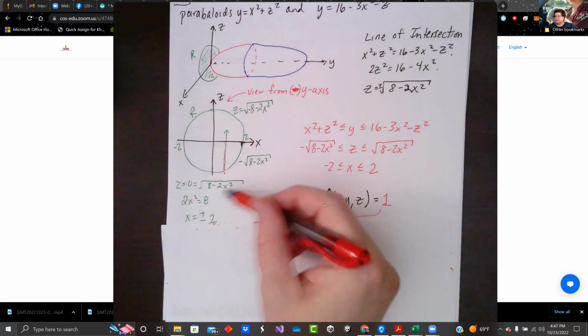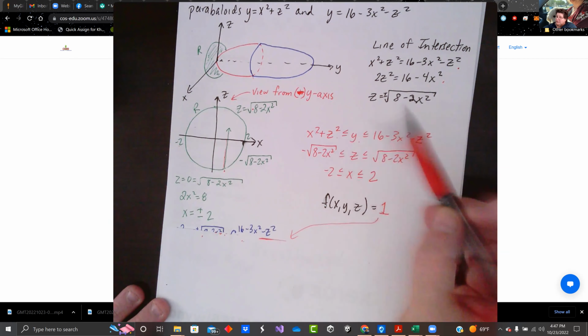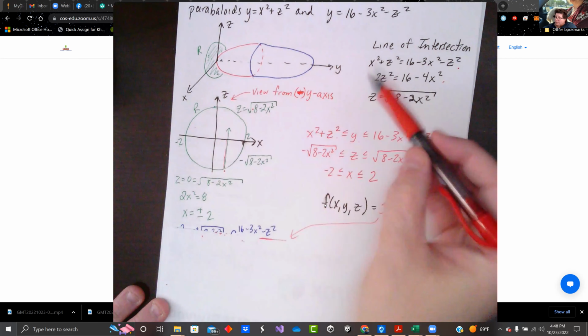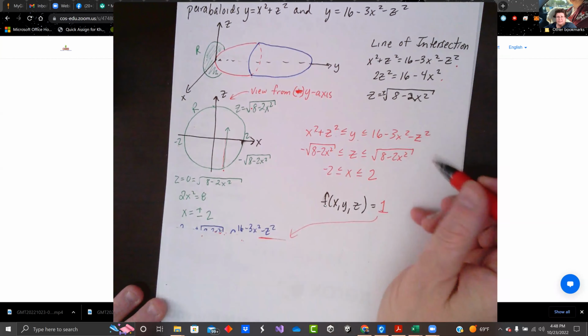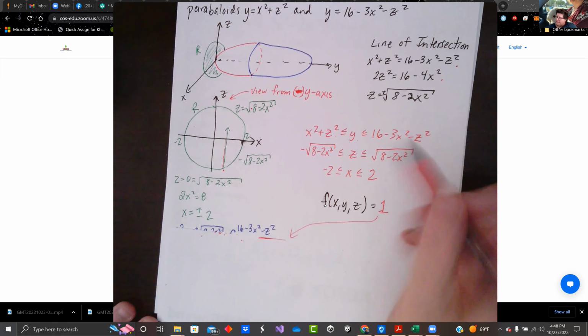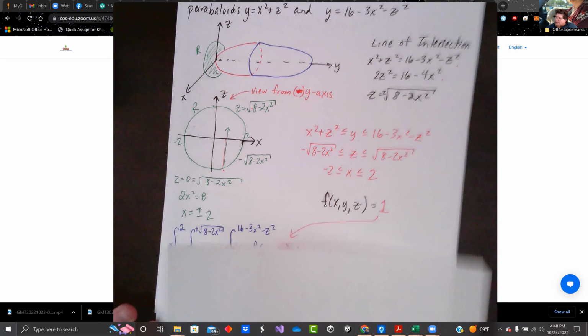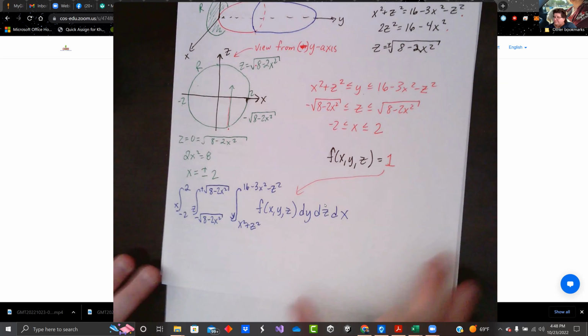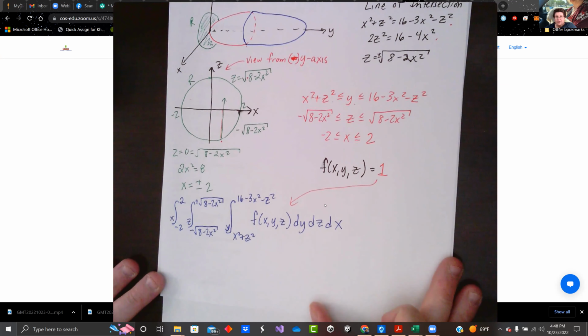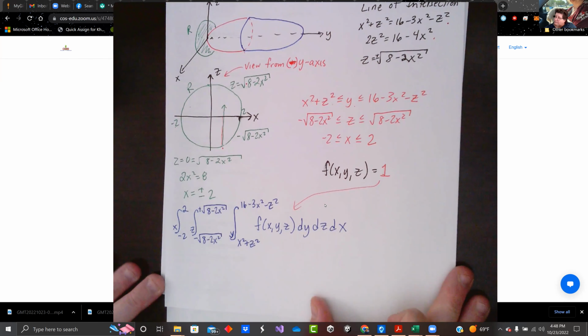Y is between x squared plus z squared, that's my lower boundary. The upper boundary is 16 minus 3x squared minus z squared. Z will be between the two square roots, and x is between negative 2 and 2. I set up the integral here. The function is 1 because we're finding the volume of that region, so we don't need a function to go with it.